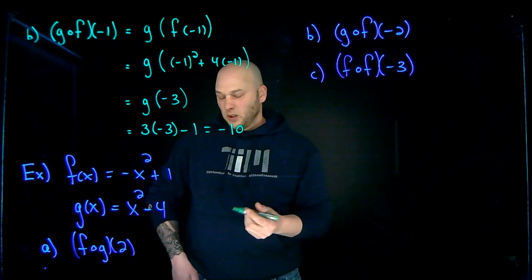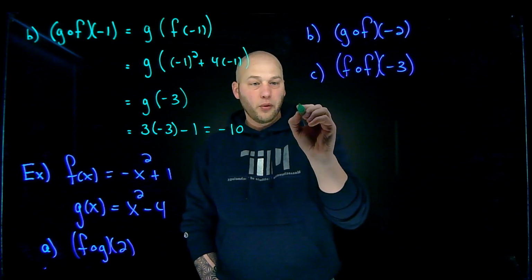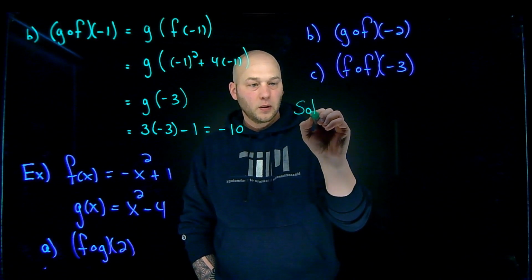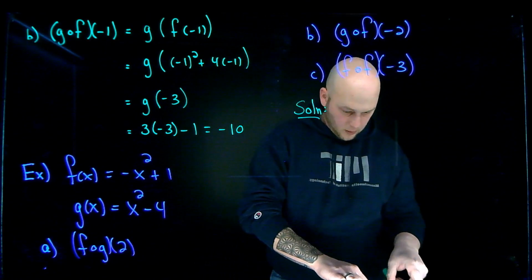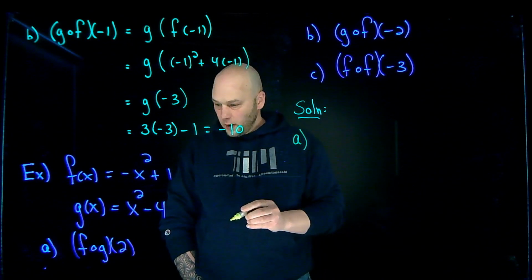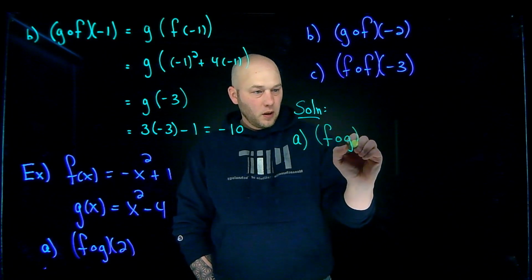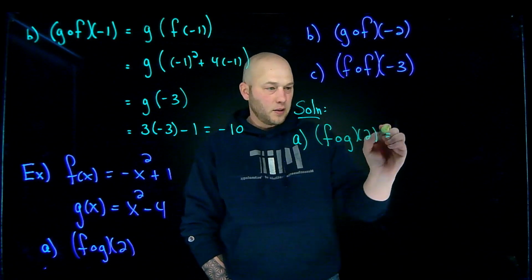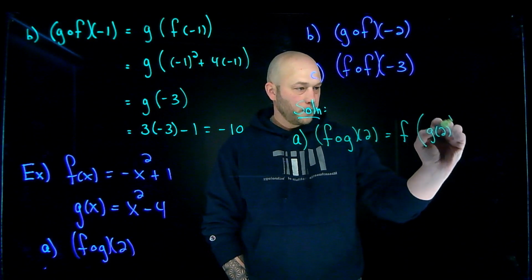Okay. So maybe you paused it, maybe you didn't. I don't know. But let's go ahead and work through all three of these. So solution. Grab a different marker. It looks like that one's running out of ink. Solution, part A. Okay. F composed with g of 2. This means f evaluated at g of 2.